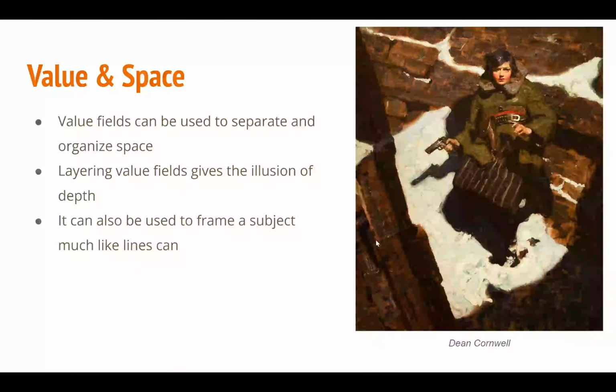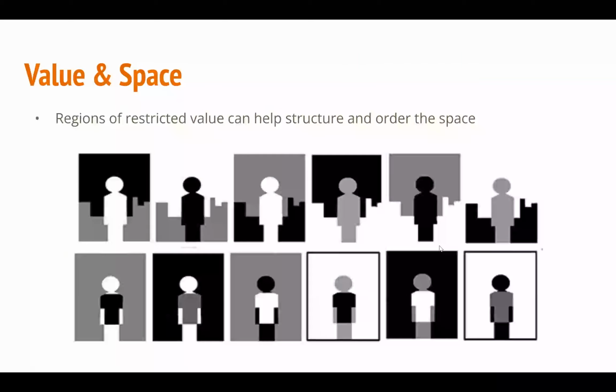So value fields can be used to separate and organize space. Layering value fields gives the illusion of depth, and it can be used to frame a subject much like lines can. In this case, value can be used to give a sense of middle ground, background, and foreground, right? So we have a grouping of value here that is giving us this foreground element, and we have a grouping of value here, which is all giving this background element, and then the characters in the middle, right? In this case, it's giving us a framing of the subject in here as well.